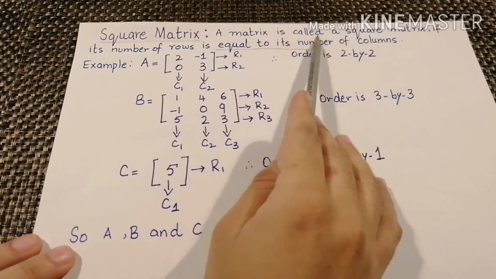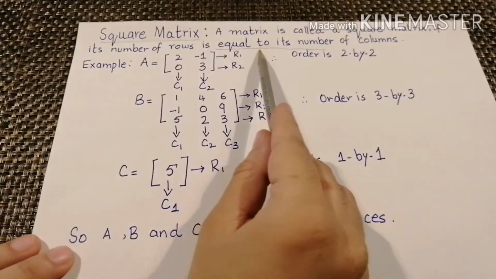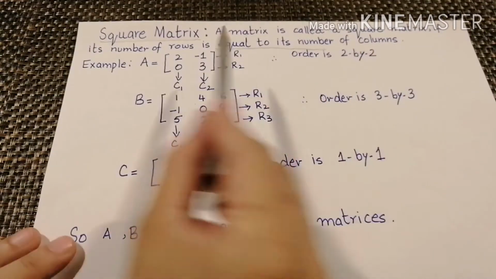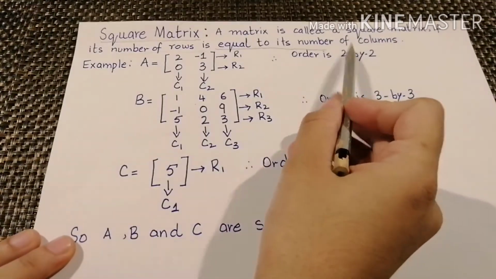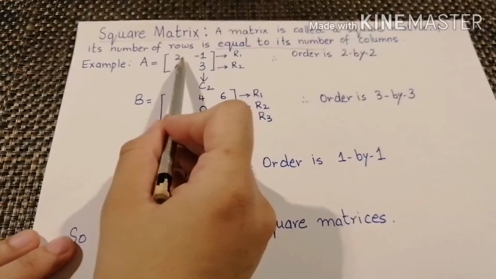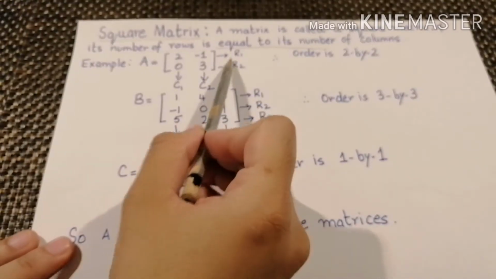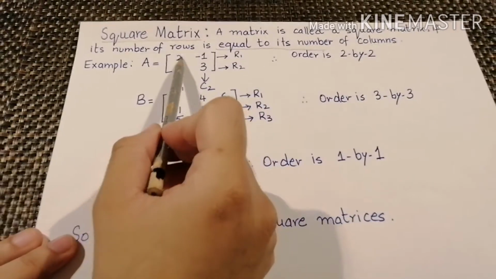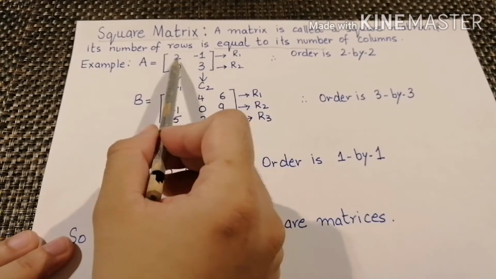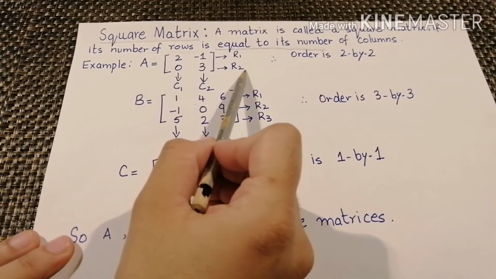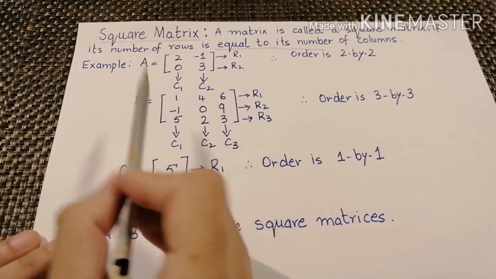A matrix is called a square matrix if its number of rows is equal to its number of columns. Now the key point is number of rows is equal to number of columns. For example, A is equal to [2, -1; 0, 3]. Here we can see that the number of rows, 1 and 2, is equal to the number of columns, column 1 and column 2. This means the order of the matrix is 2 by 2. So we can say that matrix A is a square matrix.